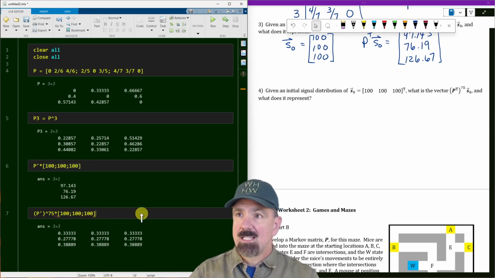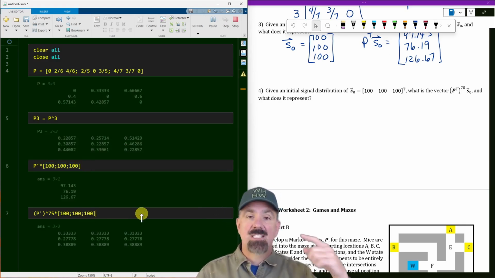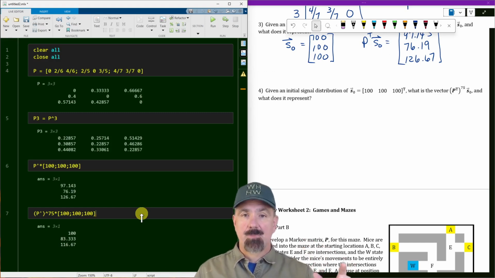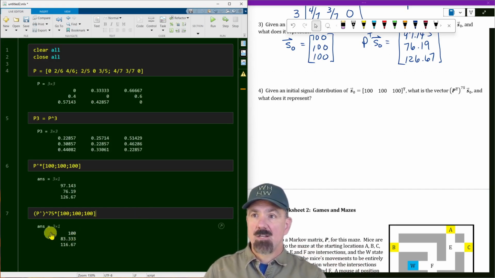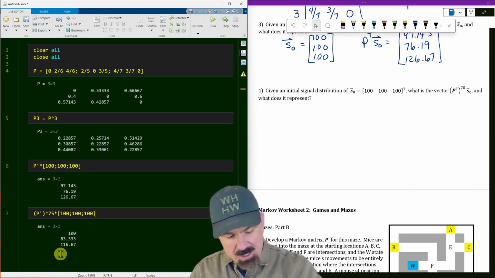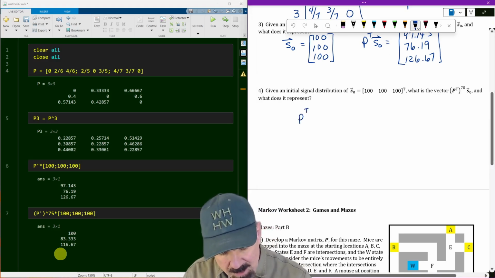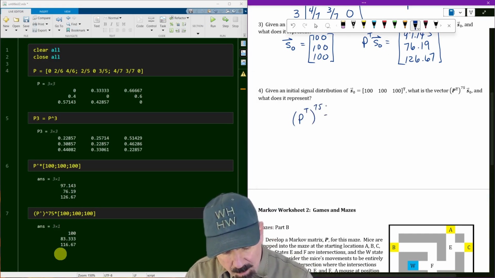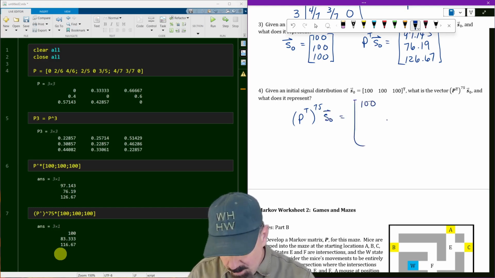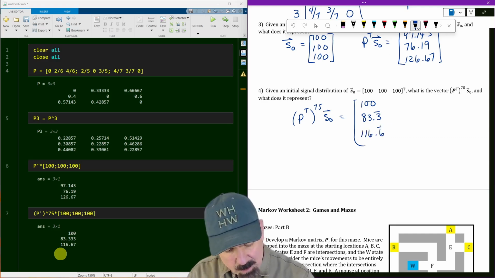What this is telling us is by the time we get to 75 steps, then we have reached an equilibrium. And the distribution of signals is right here. So the distribution for P transpose raised to the 75th power times our 100, 100, 100 beginning. We have 100 signals in node 1. We have 83.3, and then we have 116.6 with the vinculum.